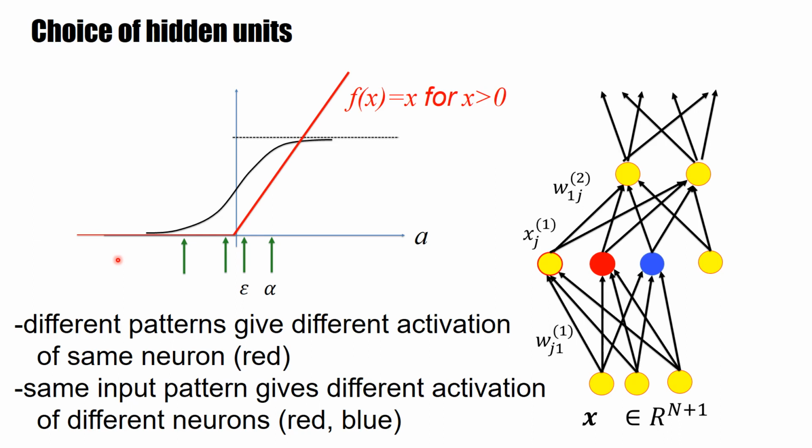But we can also look at pattern number 1 and take different neurons. So pattern number 1 for neuron 1, for the red neuron, might give an activation of the value of epsilon, whereas the same pattern number 1 for the blue neuron might give an activation of minus 4 alpha. So for a network to really exploit its nonlinearities, it's important that different patterns give different activation of the same neuron, for example the red neuron, but also that the same input pattern gives different activation of different neurons, like the red and blue neurons.